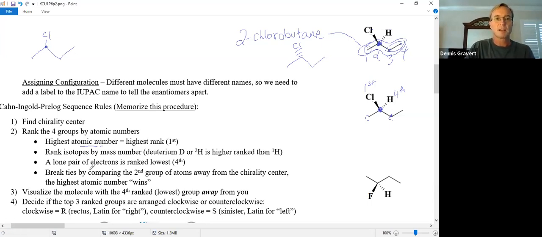Break the tie by comparing the second group of atoms away from the chirality center. Again, the highest atomic number wins. Okay, so looking at the methyl group, what are the next set of atoms? This carbon has a hydrogen, and a hydrogen. It's got 3 H's. That's what this carbon possesses, moving away from the chirality center. The other carbon, again, moving away. Well, the end of this line is a carbon, and then there's the unwritten H and a second unwritten H. This carbon on the right has an H, H, and a C.